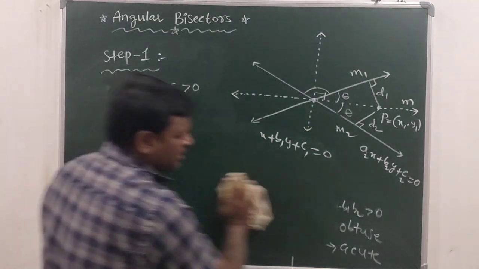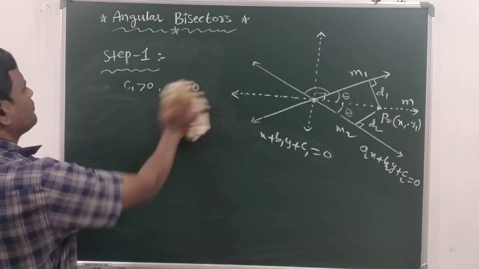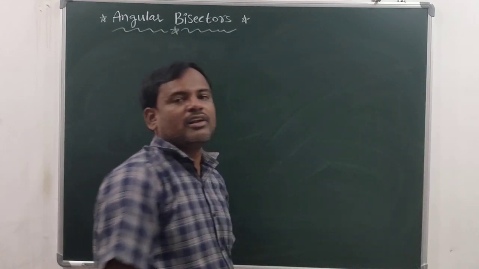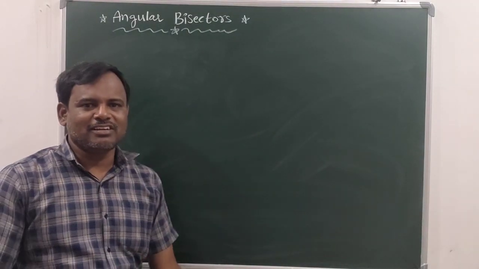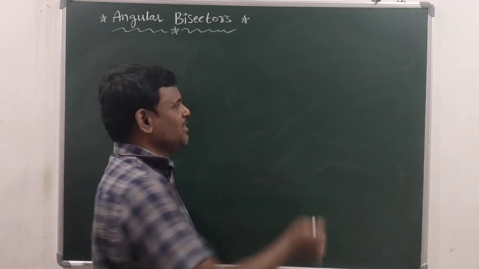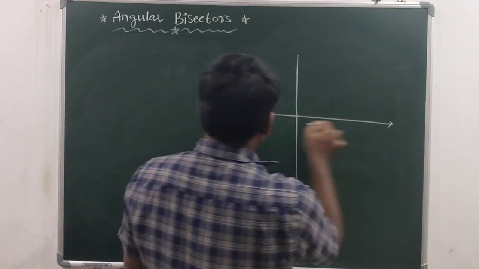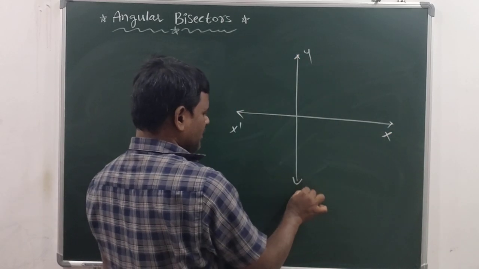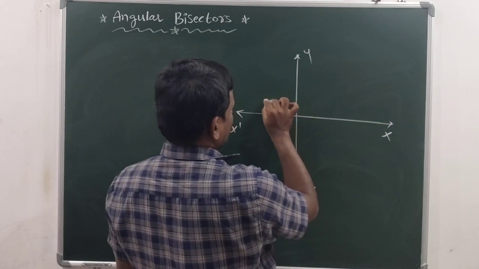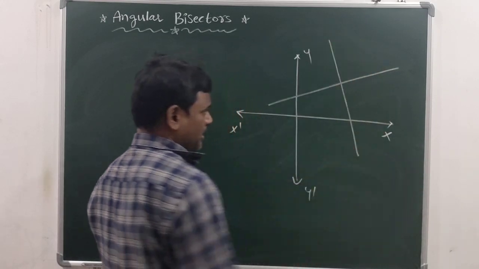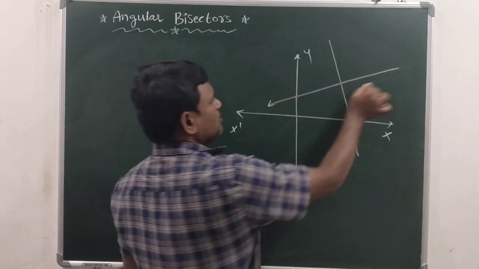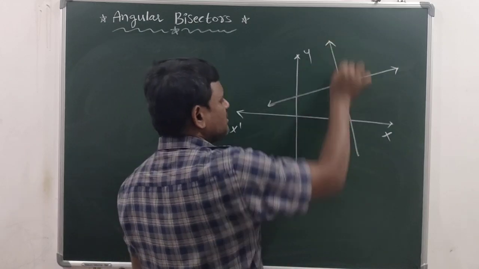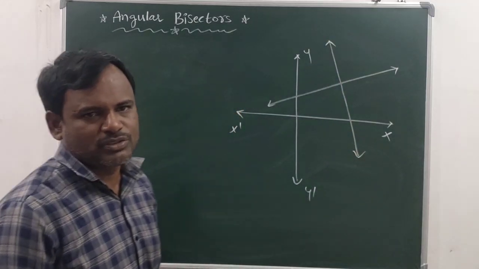What is the angular bisector which contains the origin? Find the angular bisector which contains the origin. You may ask me, sir, what is the meaning of containing origin? See, this is a 2D coordinate system, in which I have drawn these two given lines. This is line 1, whose equation is a1x plus b1y plus c1 equal to 0, and this is a2x plus b2y plus c2 equal to 0.